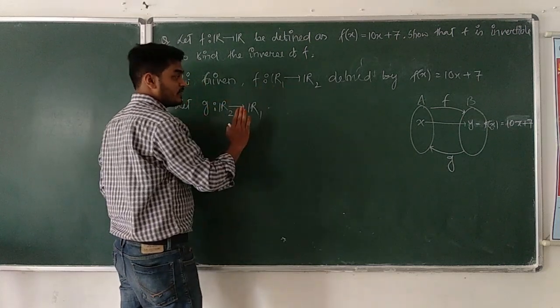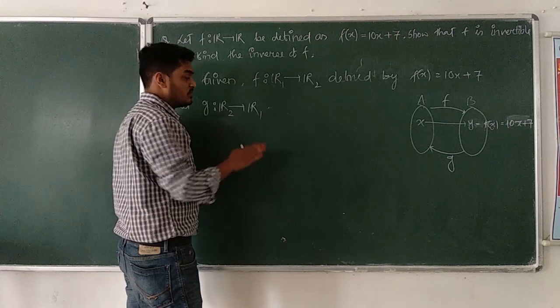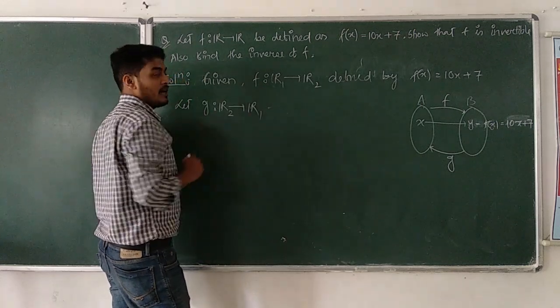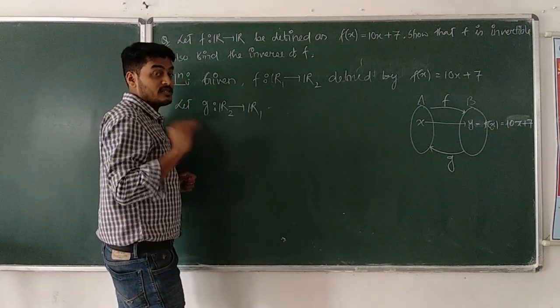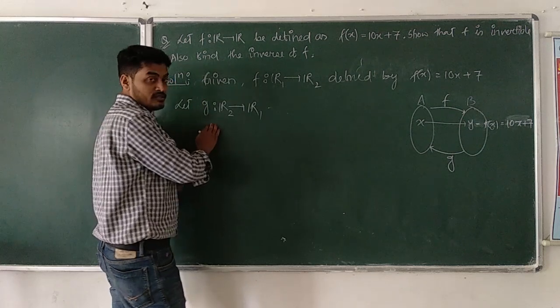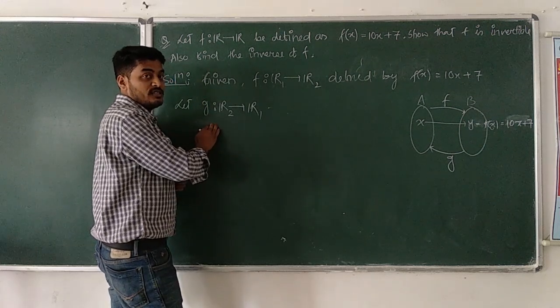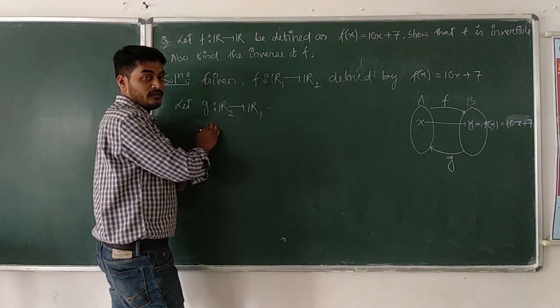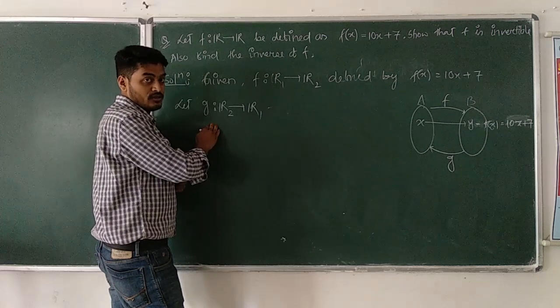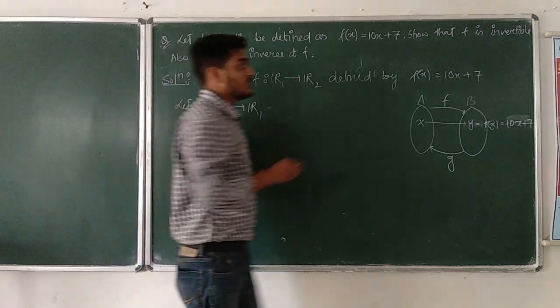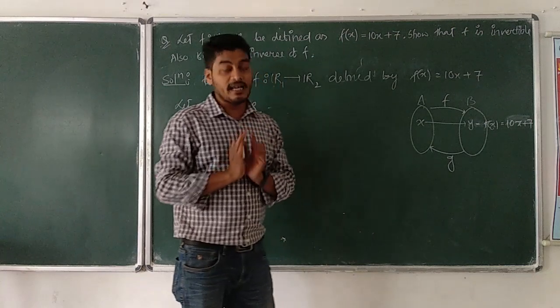Just for understanding purposes, I have considered these as r1 and r2 so that you can easily understand what is the first thing to be considered. We will consider a function z from r2 to r1. We don't have any idea whether z is invertible or not. To be invertible, what is the main condition to be satisfied? Their composition should be the identity.